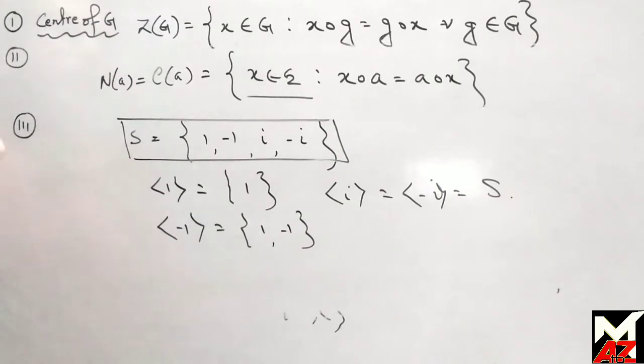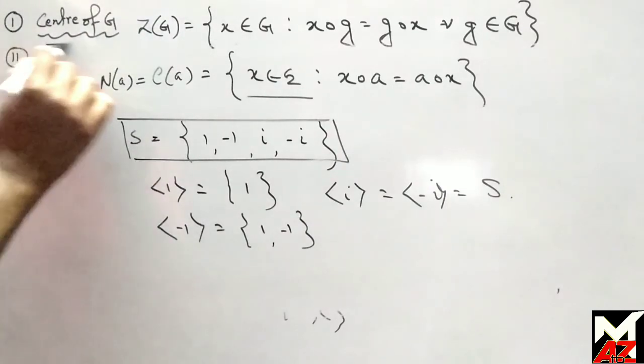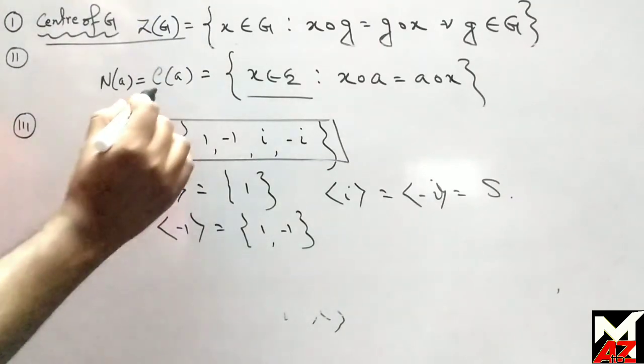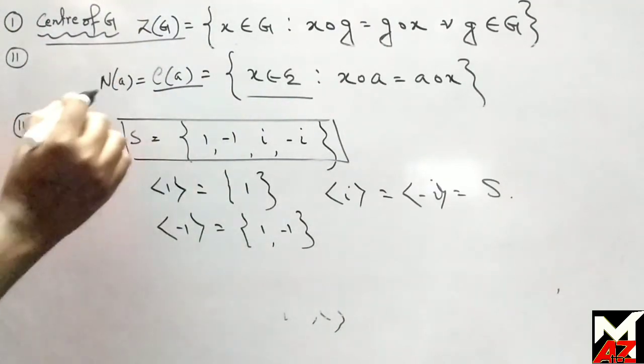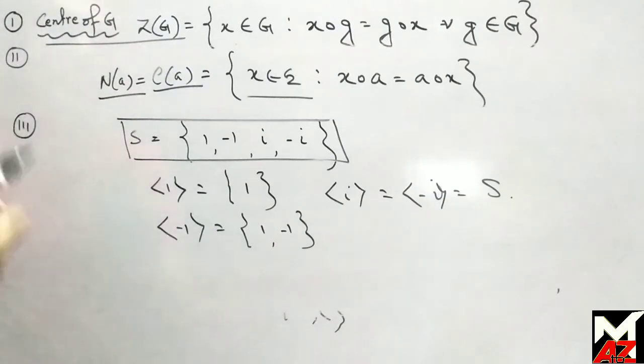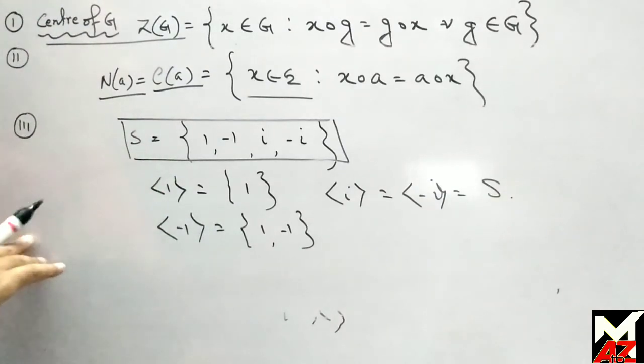These are three important subgroups of any group. One is the center of the group, second is the centralizer or normalizer of any element, and third is the cyclic subgroup of the group generated by any element of the group. This is today's class.